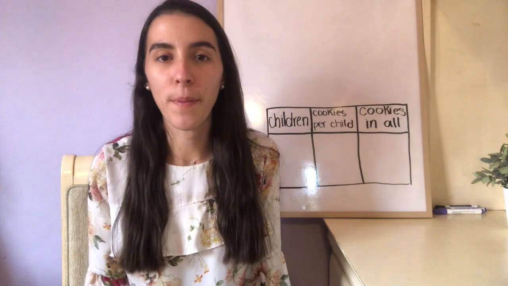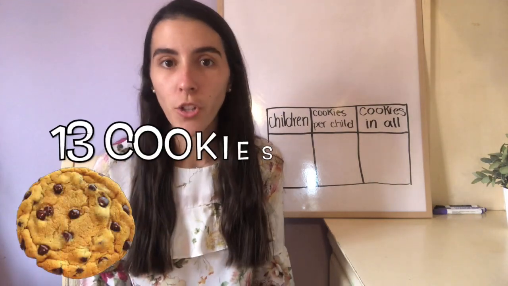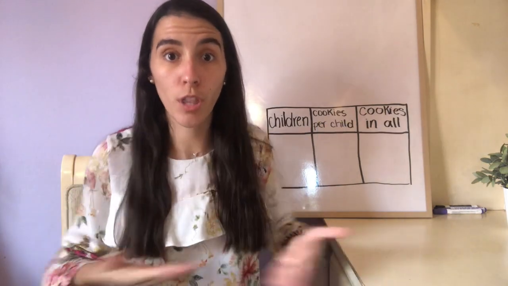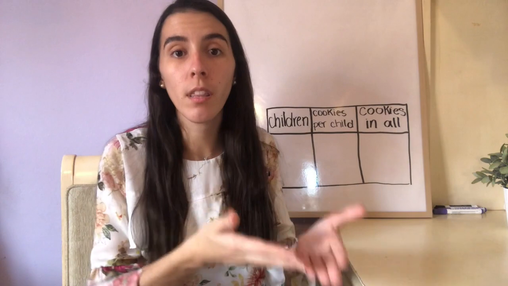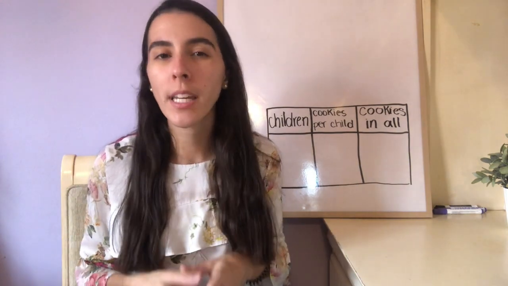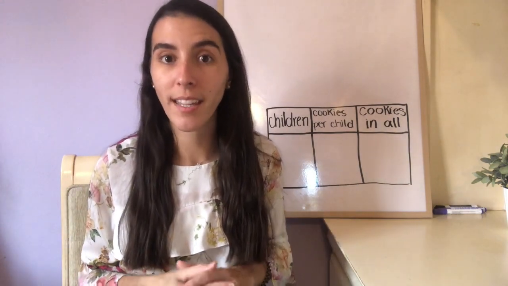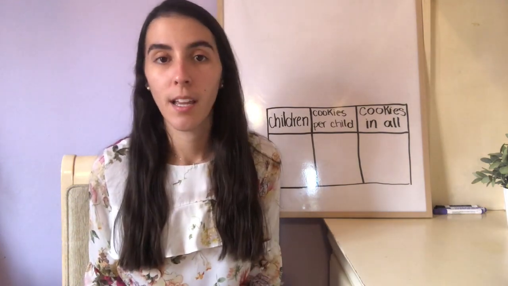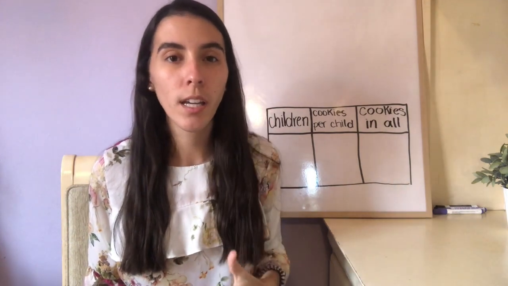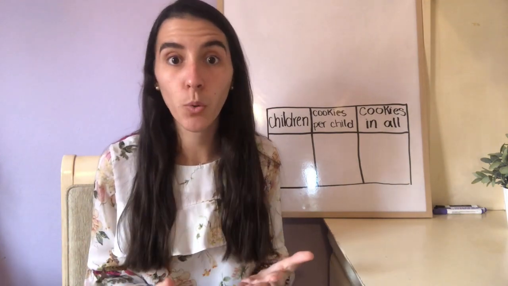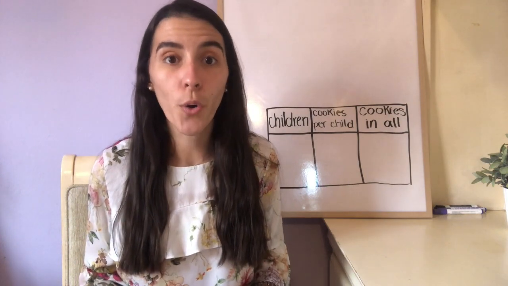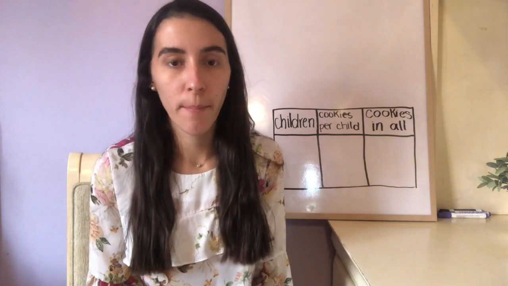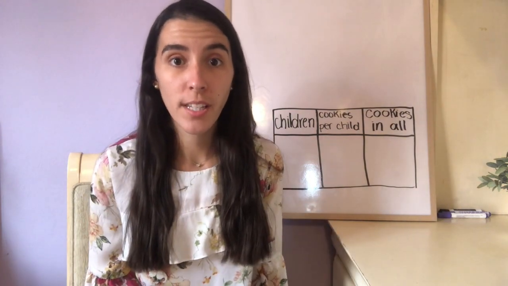So now let's think of this problem. Let's say that I've got 13 cookies and there are 3 children. I want to split those 13 cookies equally among the 3 children. How many cookies would each person get if I split those evenly or equally? Now listen to this. When I am talking about splitting things equally or evenly, I know that I am talking about dividing. So behind me I have the division diagram. Let's fill it out with the information that I just gave you.